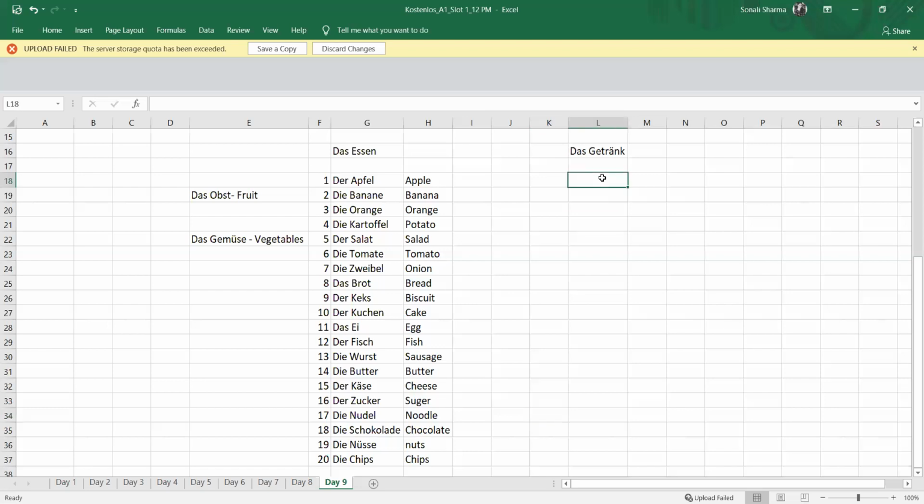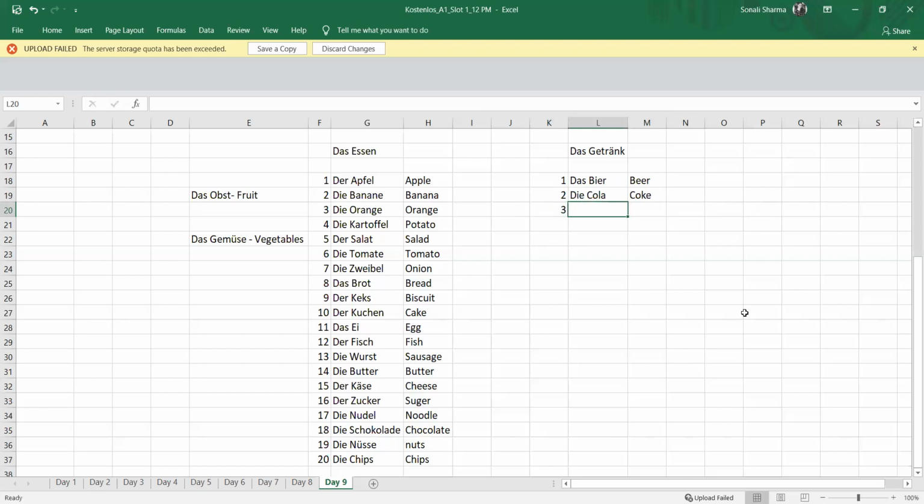Now let's learn what all comes under das Getränk. Nummer 1 ist das Bier. So beer is again beer. Das ist kein Alkohol. Nummer 2 ist die Cola. Die Cola. So Cola is Coke.